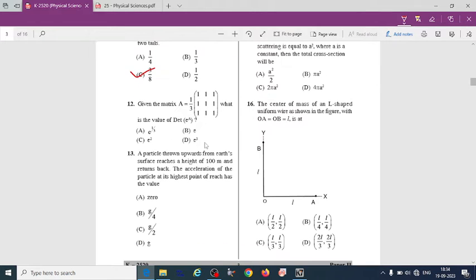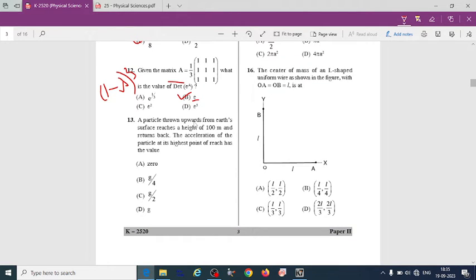Given the matrix, what is the value of determinant of e to the power A? So determinant is always the diagonal elements, 1 minus lambda, if you take cube, so 1 minus lambda cube you will get. So the answer will be B here. E, the value of the determinant is going to be only exponential E.